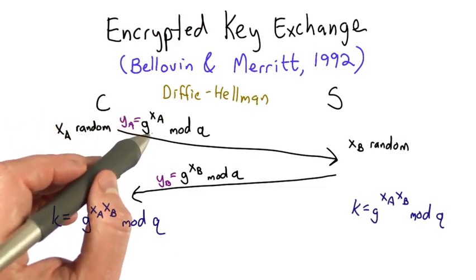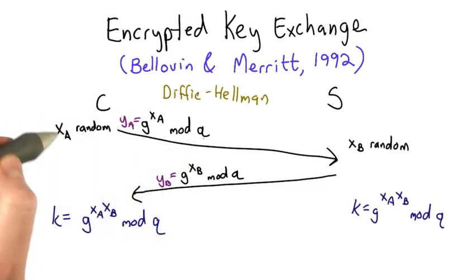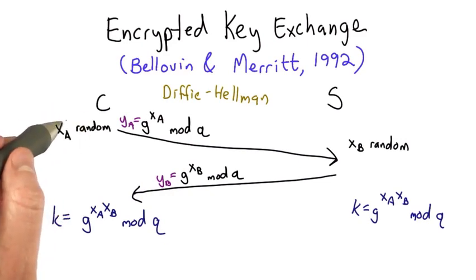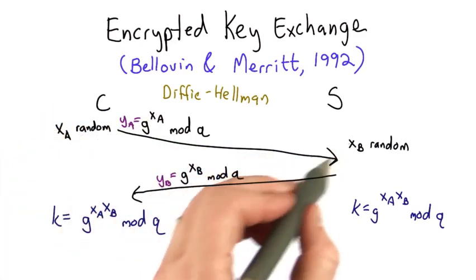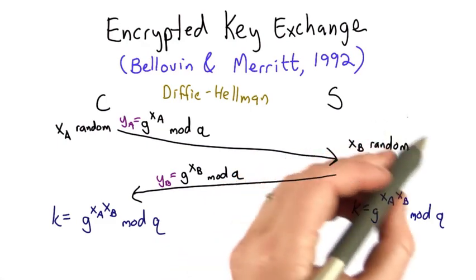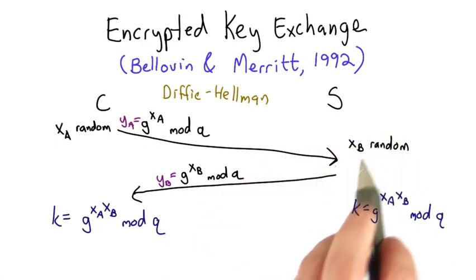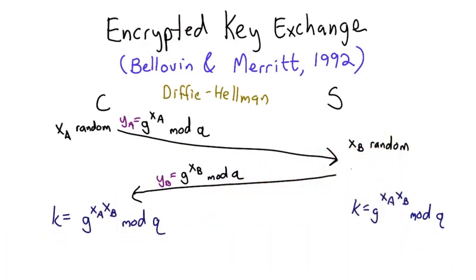They've agreed on the generator and some modulus. The client picks a random XA value, raises g to that power, sends the result to the server. The server picks a random XB value, raises g to that power, and sends the result to the client. They can both now compute the same key by raising the value they received to the power of their random value.